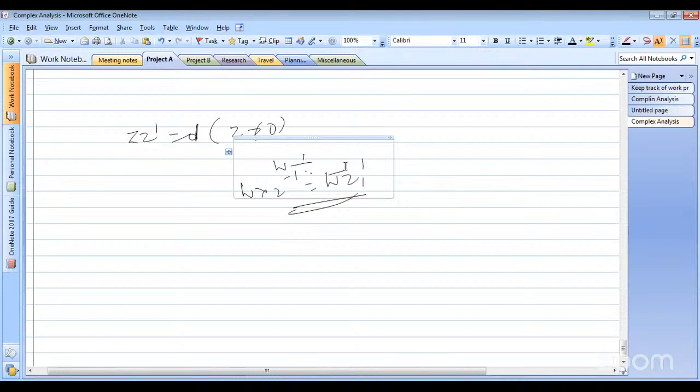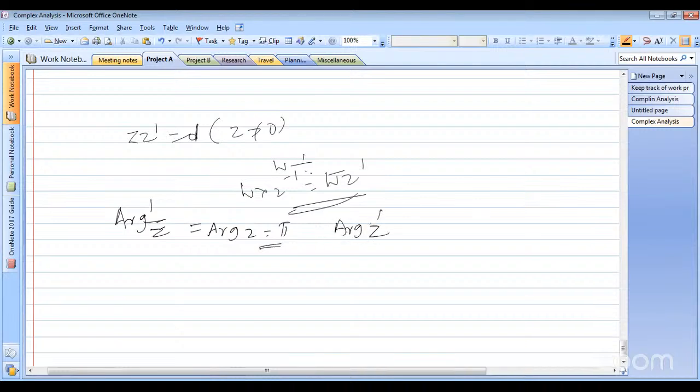Then the argument of 1 by z is equal to minus the argument of z, provided z is not a negative real number. If z is a negative real number, the argument of 1 by z equals the argument of z, which is pi. Why? Because of the modulus, we are writing 1 by z into 1 by z here.